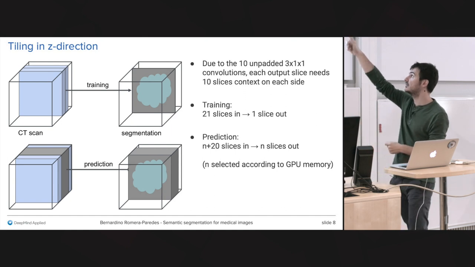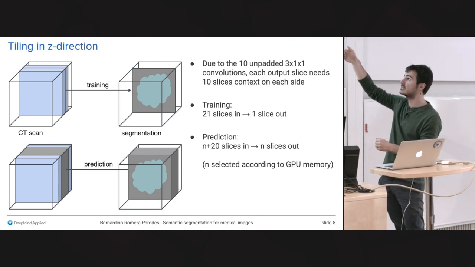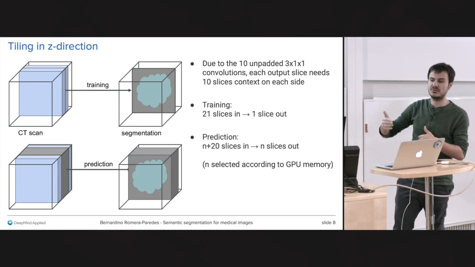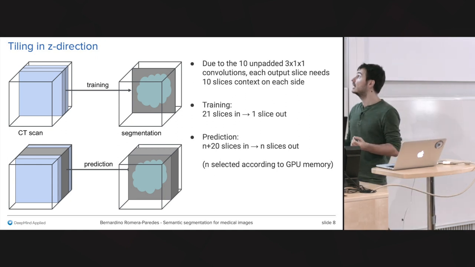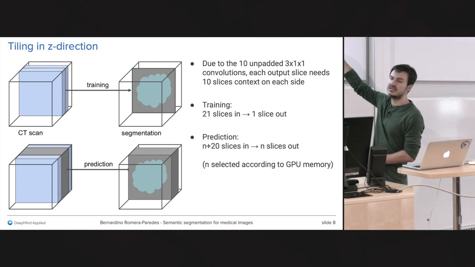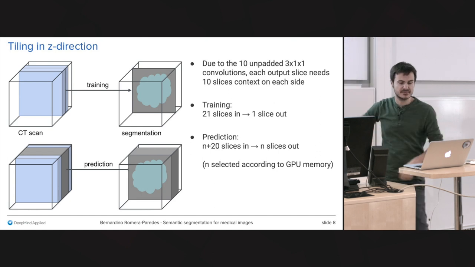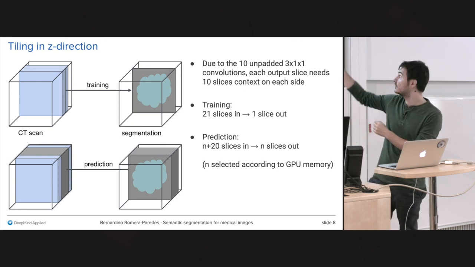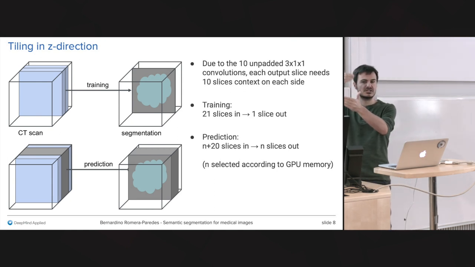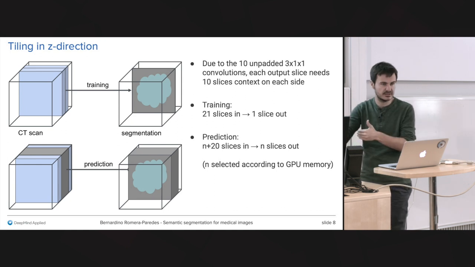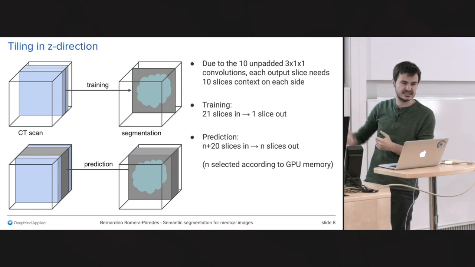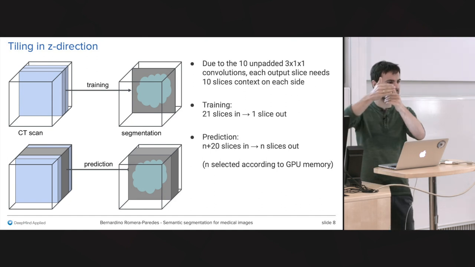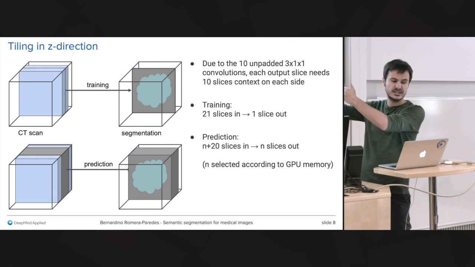So basically, at training time, we have 21 slices in and one out, which is the prediction for the central one. At inference time, we can have as many as we are able to fit in the GPU, so n plus 20 as an input and then n as an output. Usually in inference we are able to fit more, because we don't need to keep the activations all along the network since we are not training. But still we are not able to fit the whole CT, so we have to do this part-wise.